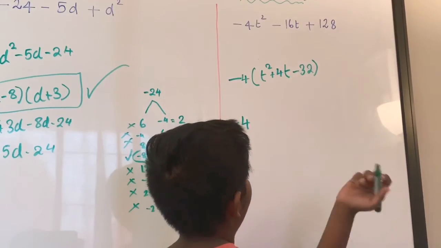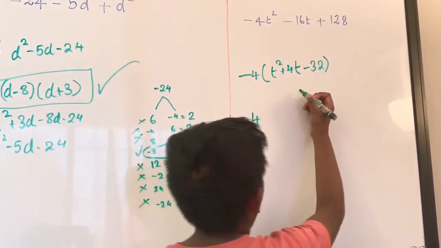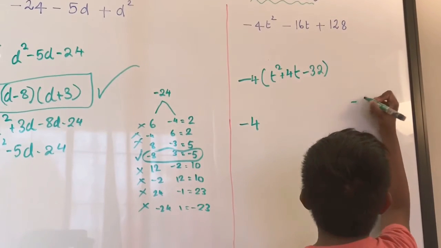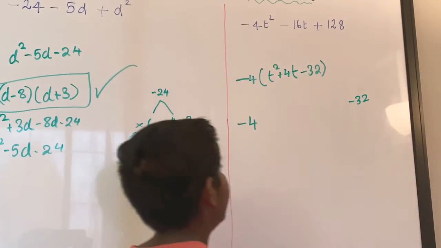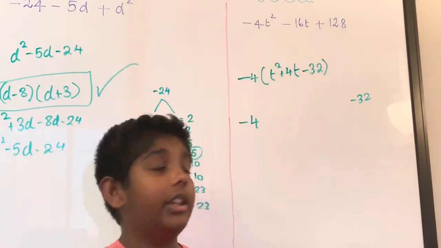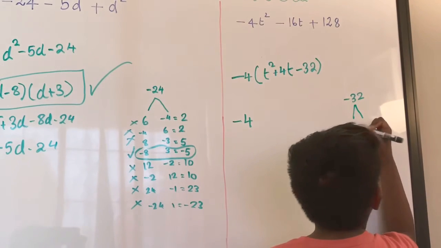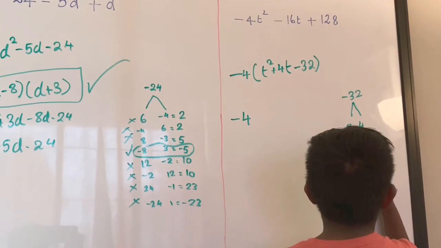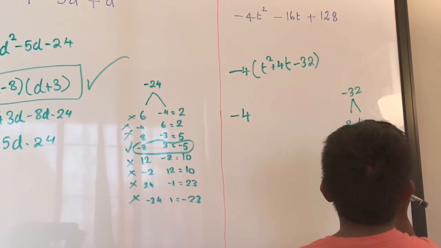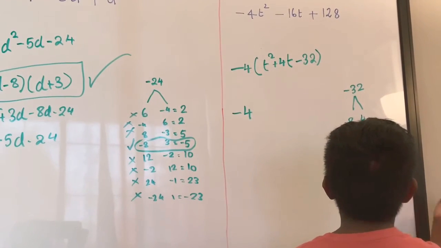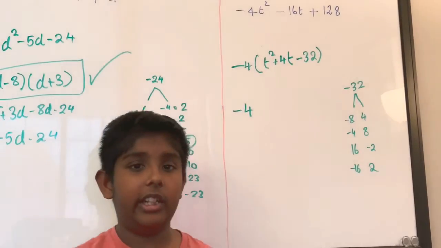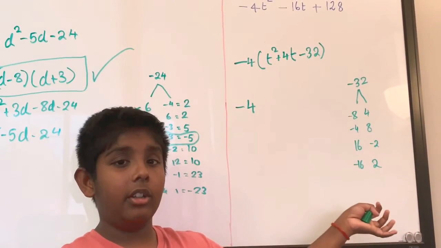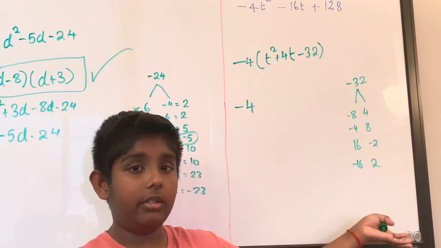We have to do the same procedure as we did in our last question. So t squared plus 4t minus 32. Let's take negative 32, that's our constant number. And then what are the factors for negative 32? They are negative 8 times 4, negative 4 times 8, 16 times negative 2, negative 16 times 2. What else? There's nothing else. There are no other factors for negative 32. So for sure, if we multiply all of these factors together, the answer is going to be negative 32.